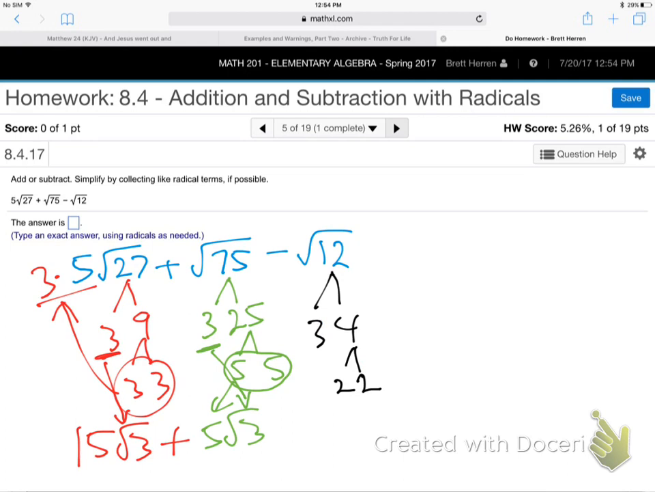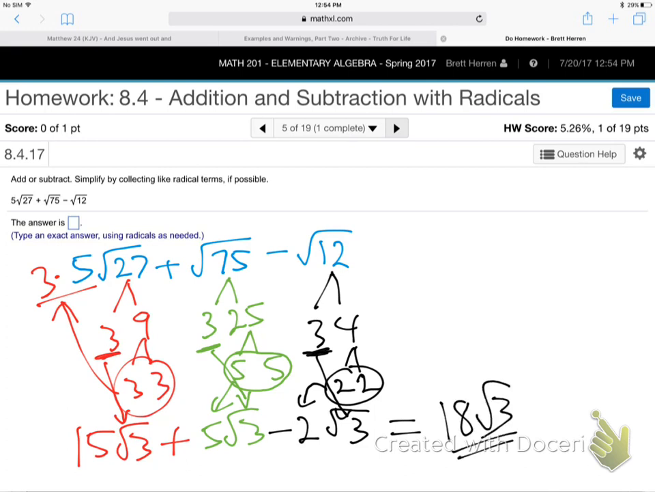So the 12 is 3 times 4. The 4 is 2 times 2. 2 2's in, out comes the 2. What's left in? 3. So 15 roots of 3 plus 5 roots of 3 minus 2 roots of 3. So there we go. Like terms, 15 and 5 is 20, minus 2 is 18 roots of 3.